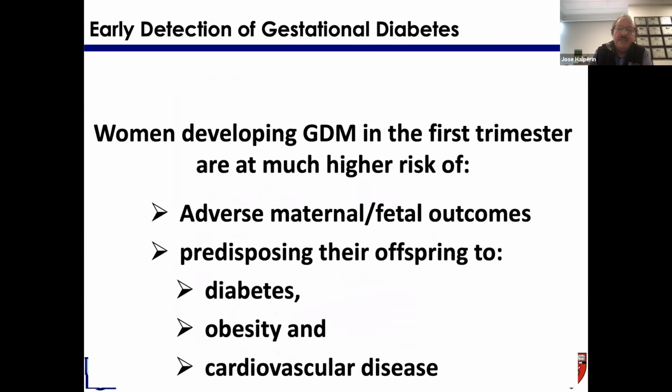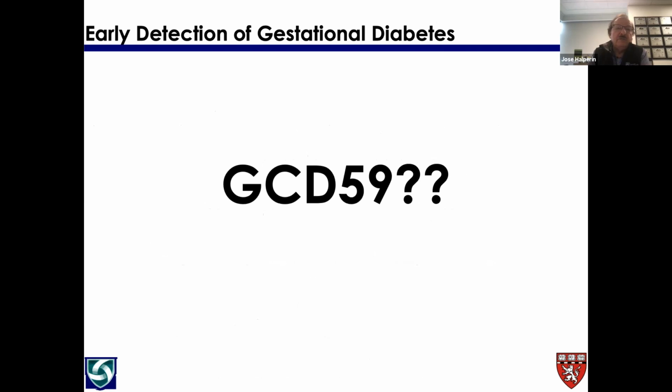So with this in mind, we turn to early detection of gestational diabetes, which is a major issue because women developing GDM in the first trimester are at a much higher risk of all the adverse outcomes, and their offspring are even more predisposed to diabetes, obesity, and cardiovascular disease. So we asked the question: could glycated CD59 serve to detect gestational diabetes earlier, in the first trimester of pregnancy?